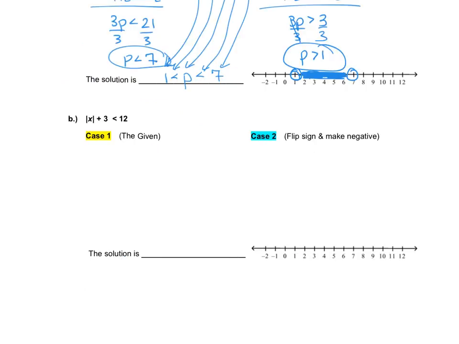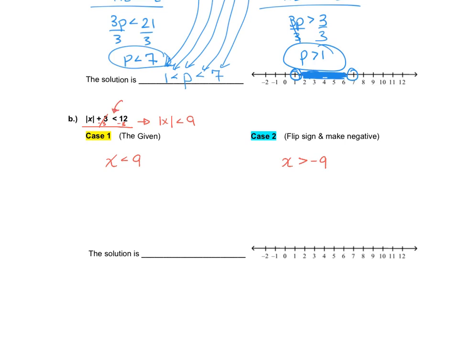Okay, example 1b. Here we need to remember that the absolute value bars need to be isolated before we can write the two cases. So I'm subtracting 3 from both sides first, and this becomes absolute value of x is less than 9. Now I can write my two cases. Case 1, x is less than 9. Case 2, it would be flip the inequality sign and make the number negative. And these are already solved, so I'm done, except I have to write my final solution.